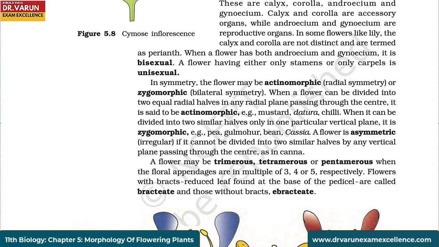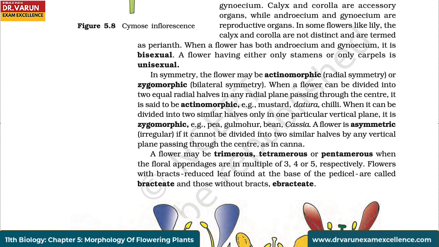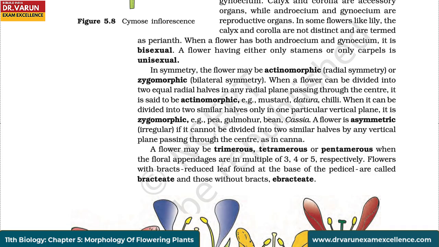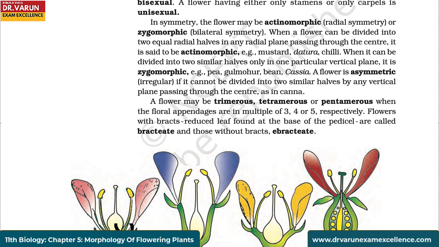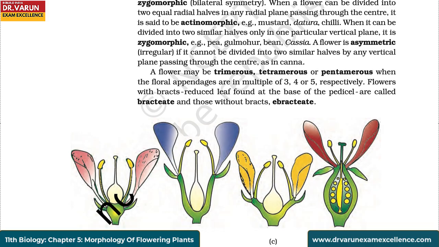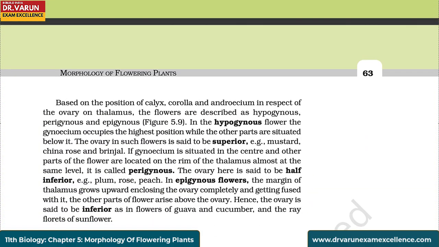A flower is asymmetric, irregular, if it cannot be divided into 2 similar halves by any vertical plane passing through the center, as in canna. A flower may be trimerous, tetramerous or pentamerous when the floral appendages are in multiples of 3, 4 or 5 respectively. Flowers with bracts, reduced leaf found at the base of the pedicel, are called bracteate and those without bracts ebracteate.